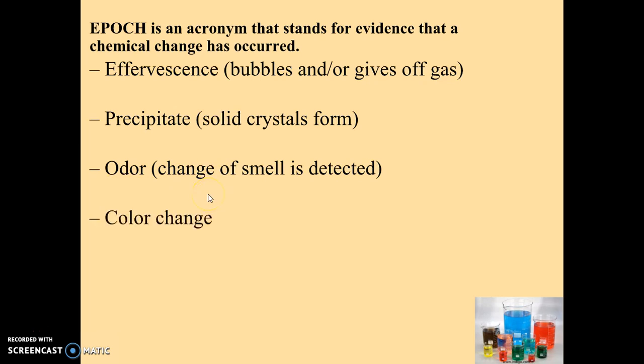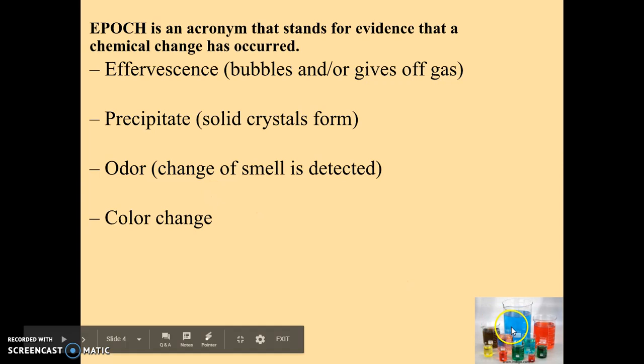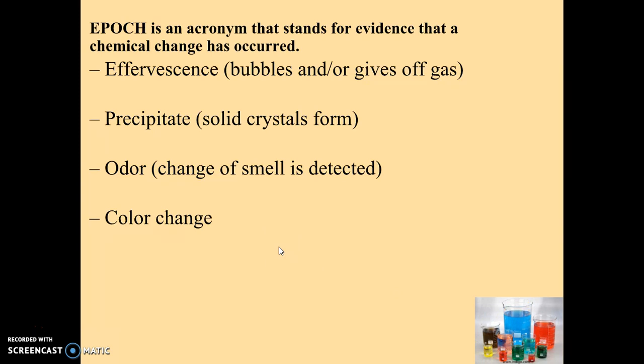C in epoch stands for color change. So if you happen to add, let's say, two clear liquids together and they turn into, like down here in the corner, a blue or a red or a yellow, color change with two different chemicals sometimes can be evidence that a chemical change has occurred.